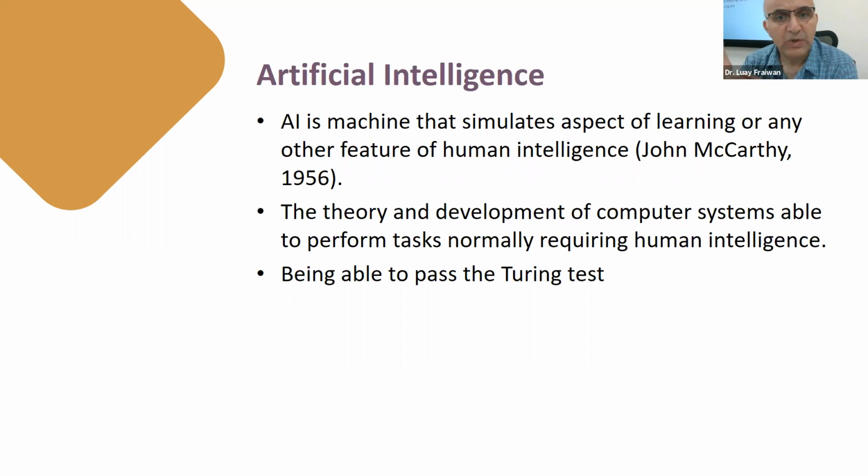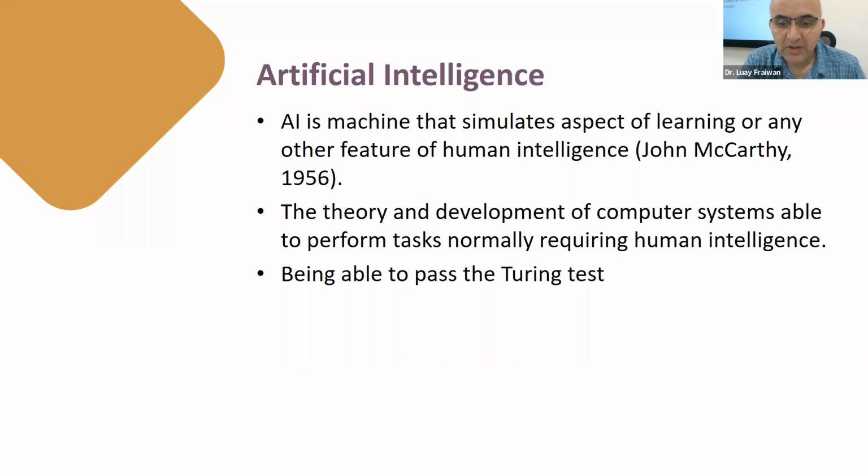Now, let me first start with defining artificial intelligence. The abbreviation is AI, and it can be defined as a machine that simulates aspects of learning or any other feature of human intelligence. So we want to simulate our intelligence. We want something as intelligent as us, as we are human. And there is a reason why we want to do that, as we are going to see later. Also, some people, or Google, will define it as the theory and development of computer systems able to perform tasks that normally require human intelligence. So there is a kind of intelligence.